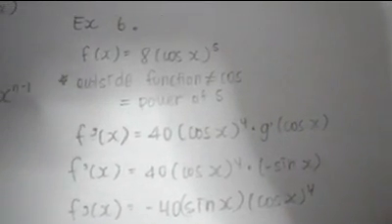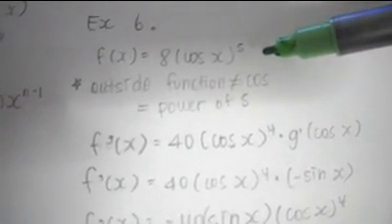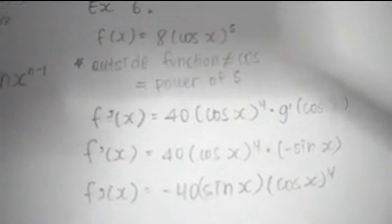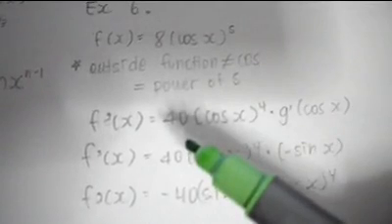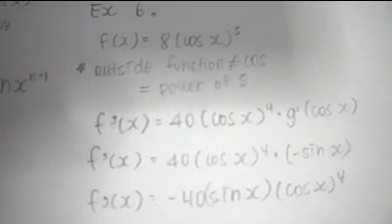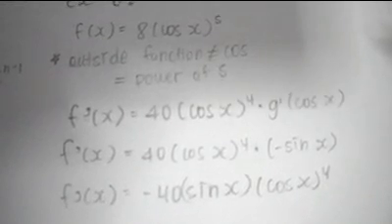The next problem we have is 8 times cosine of x to the power of 5. First find the derivative of the outside function, which is the power of 5, and we get 40 cosine x to the power of 4. We multiplied 8 times 5 and subtracted 1 from 5.